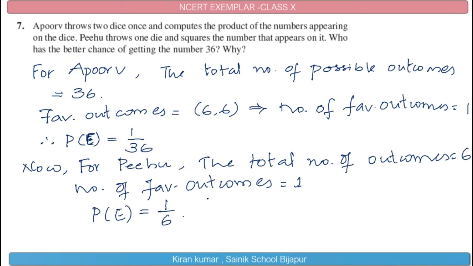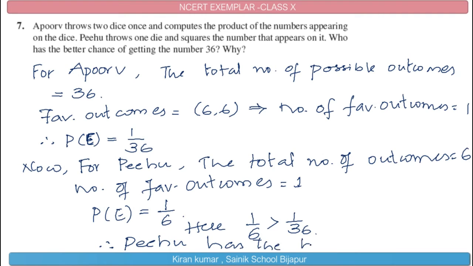If you look at the probability of getting 36, Pihu will have a larger chance, a better chance compared to Apurv's, because we have 1 by 6 which is larger than 1 by 36. Therefore, Pihu has a better chance.